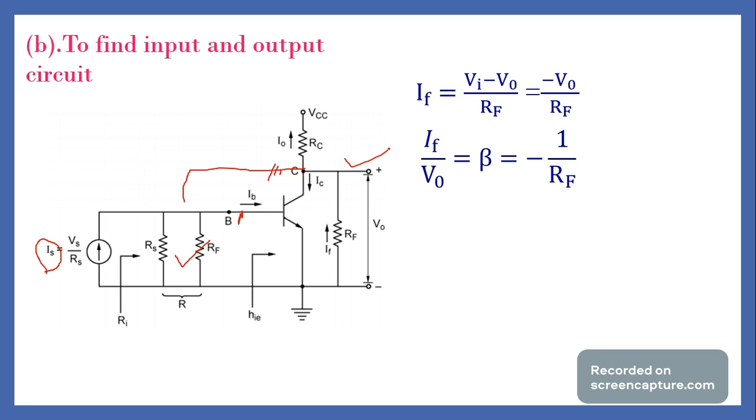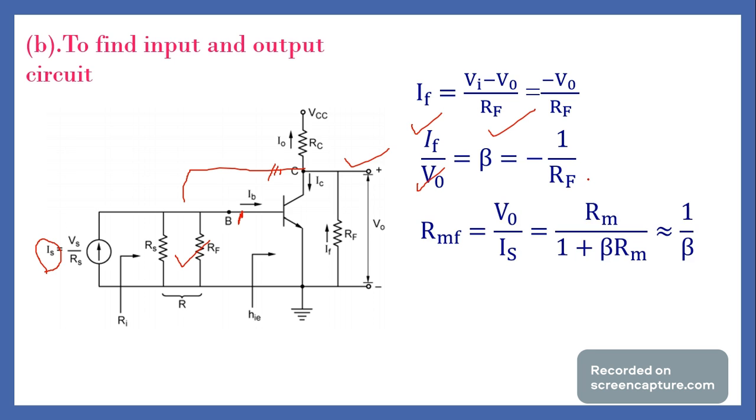We know IF by V naught is the reverse transmission, that is, the output of the feedback network divided by the input of the feedback network, which gives the reverse transmission ratio, equal to minus 1 by RF. From this, I find the resistance Rm, that is the closed loop resistance with feedback, V naught by Is. What is V naught by Is? Rmf equals Rm divided by 1 plus beta Rm. This is the generalized format.